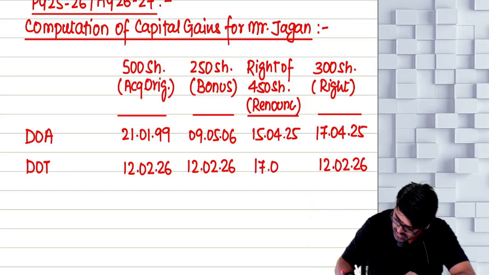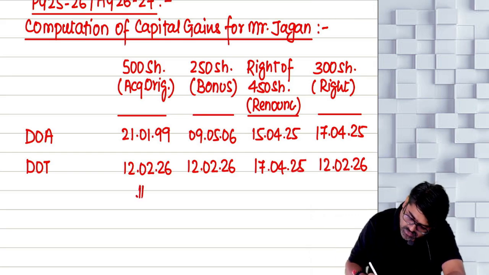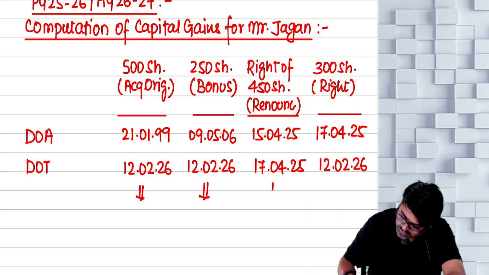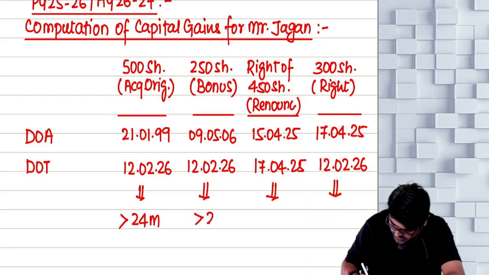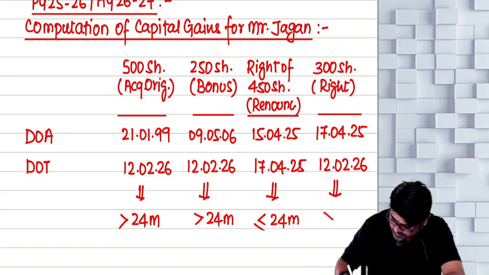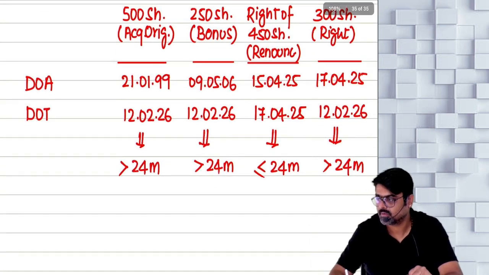17th April 2025. Now tell me, based on this period of holding, what you can say? This is less than or more than? Greater than 24 months. This is less than or equal to 24 months. This is greater than 24 months. Done, sir? Everyone got this?